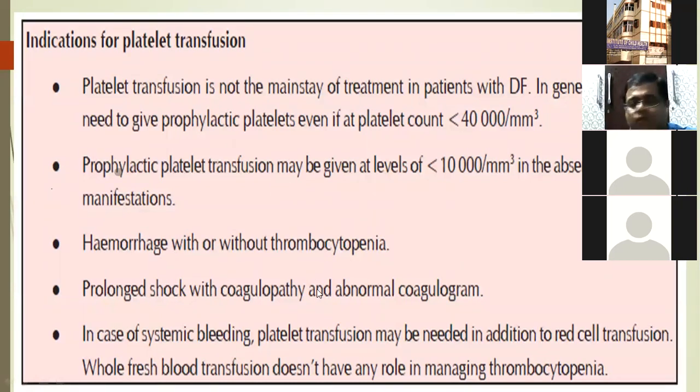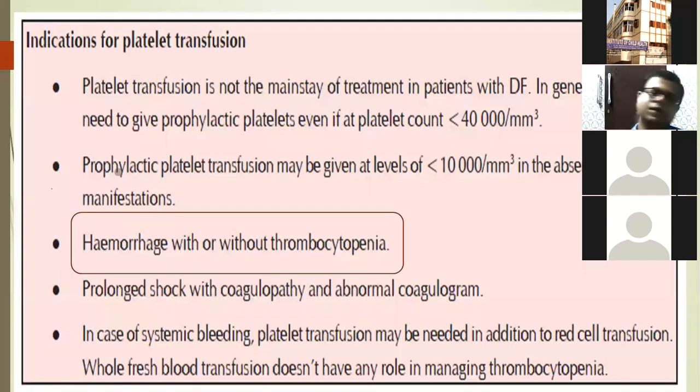Prolonged shock with coagulopathy and abnormal coagulum. Patient is not fulfilling this criteria. In case of systemic bleeding, platelet transfusion may be needed in addition to blood transfusion. Whole fresh blood transfusion does not have any role in managing thrombocytopenia. And this thing, hemorrhage with or without thrombocytopenia. So you can tell, sir, this is fulfilling the criteria. My dengue patient has a hemorrhage, so I will give platelets. Definitely, it is fulfilling the West Bengal government criteria. So we can give platelets in this patient.